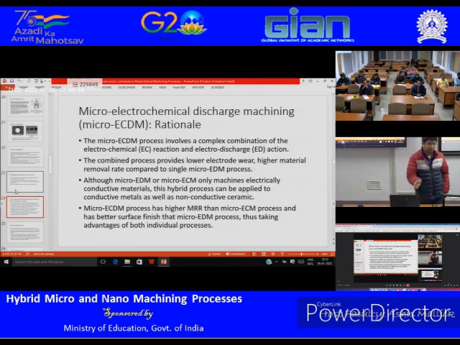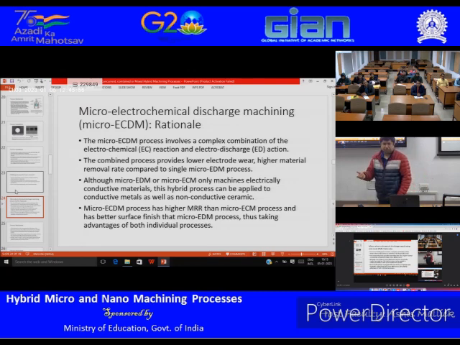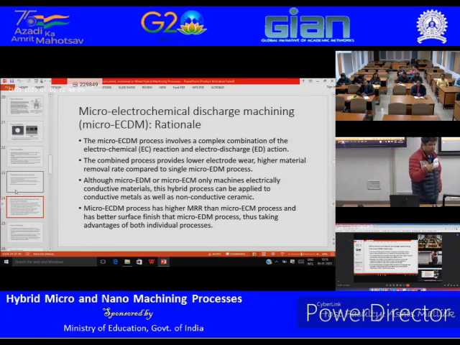Okay, now we come to the micro-electrochemical discharge machining that you saw in the lab in the last class, and some of the concepts that we already discussed there. The micro-electrochemical discharge machining process involves a complex combination of electrochemical reaction and electrodischarge action. In the last class, one of the students was asking, if it is not conductive, then how is electrical discharge happening, right? So we'll talk about that.